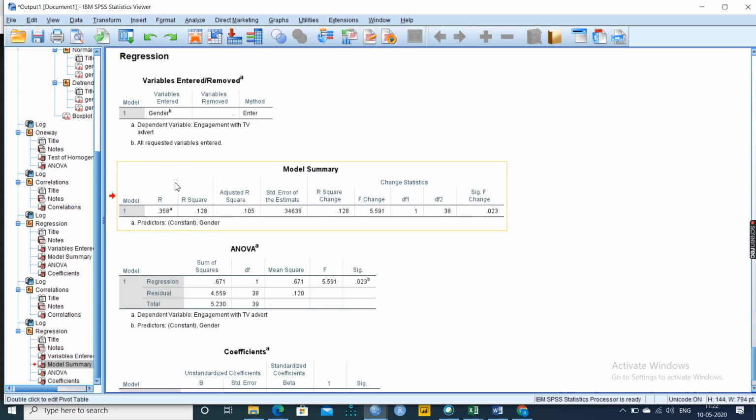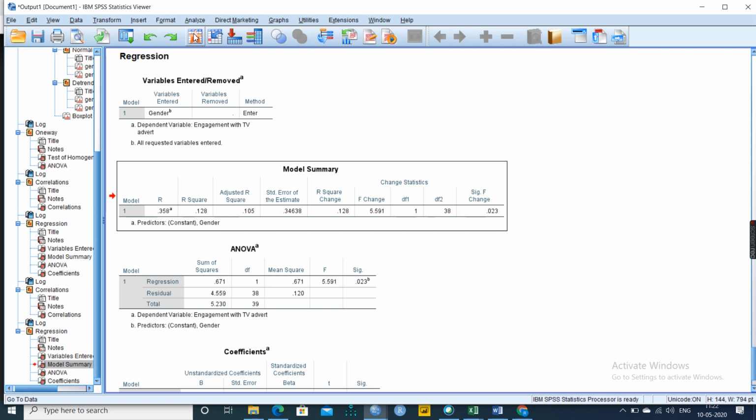So you will get the output. R, which we already calculated in point biserial correlation, is 0.358, the same thing which has come. The R squared value we manually calculated has been proved here as 0.128. So we have to convert this to a percentage, 12.8. So the coefficient of determination, otherwise called R squared, is 12.8%, which indicates gender is contributing to, determining, accounting for or affecting the engagement of TV with 12.8%.